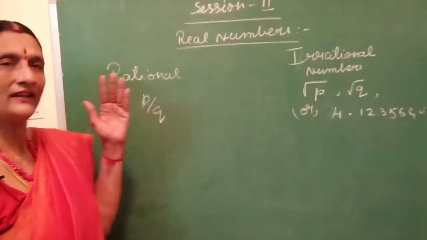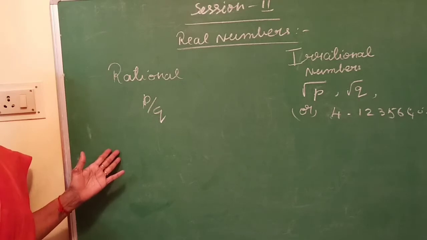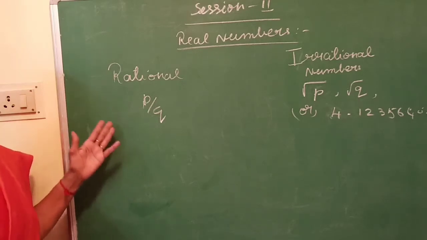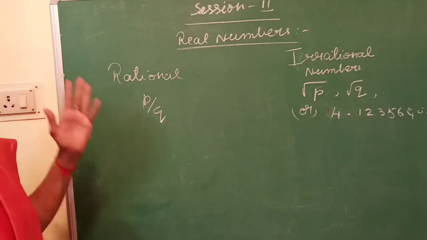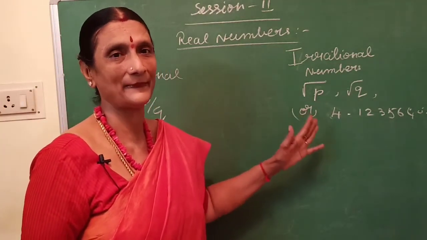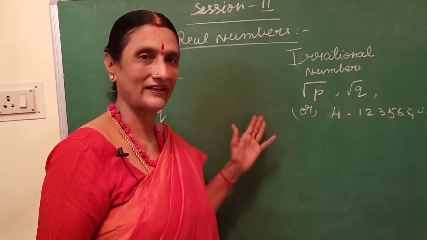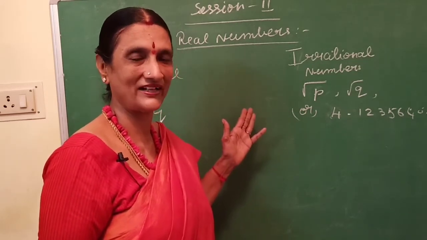Now, in the set of rational numbers, the property is that when you add, subtract, multiply or divide, you will get another rational number. Whereas in irrational numbers, it is not so; it may or may not be. These properties you had studied in your lower classes, maybe in 9th standard.